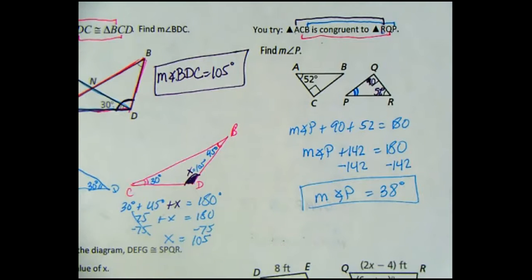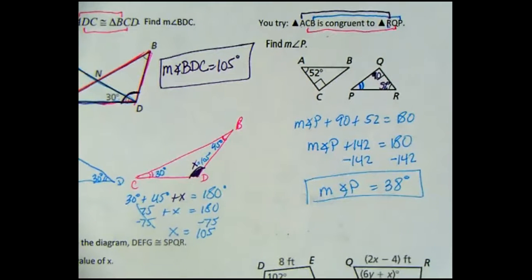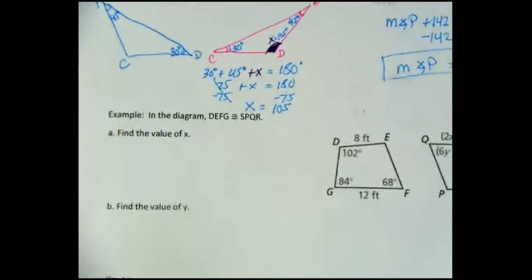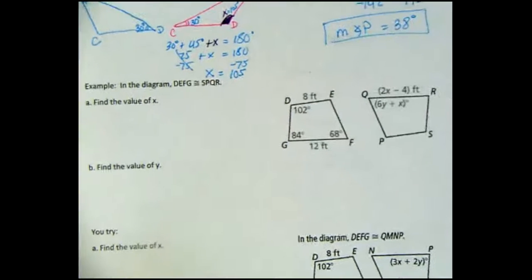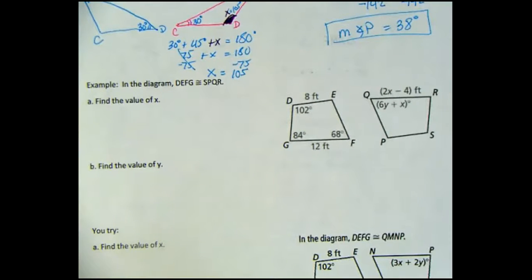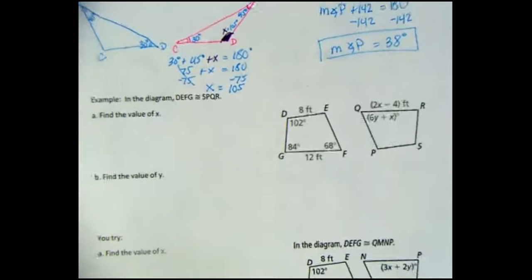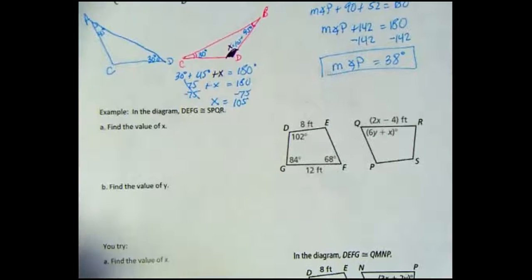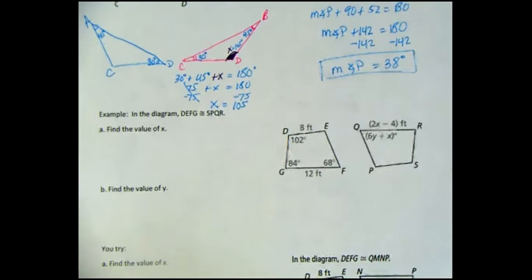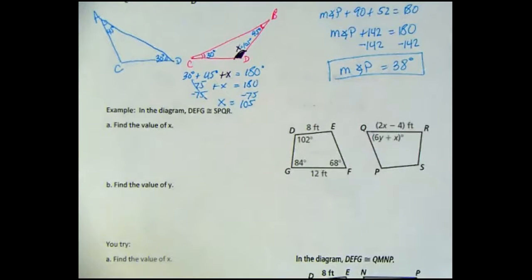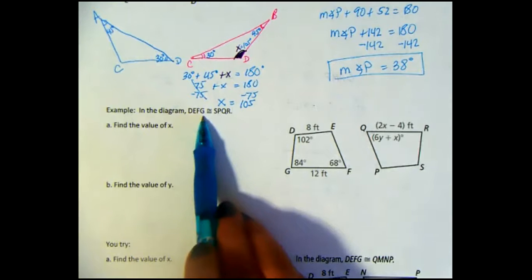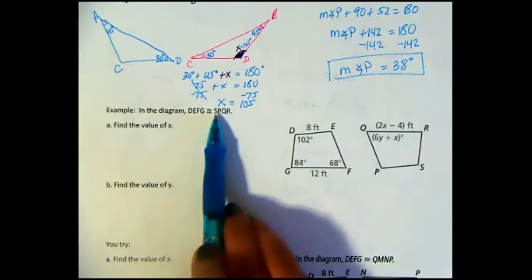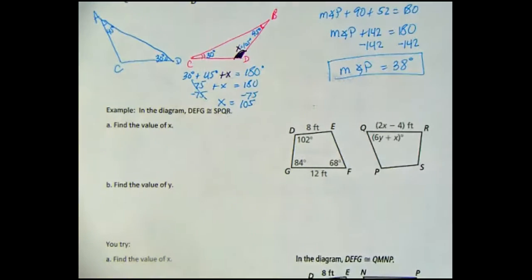We have a few more minutes left and I want to do a few more examples for you guys. So let's take a look at the examples of our quadrilaterals here. I'm sorry, I don't have a lot of time to do the checks today. Remember guys, whatever you miss, you can always catch on the video. So in this diagram, we're told DEFG is congruent to SPQR.